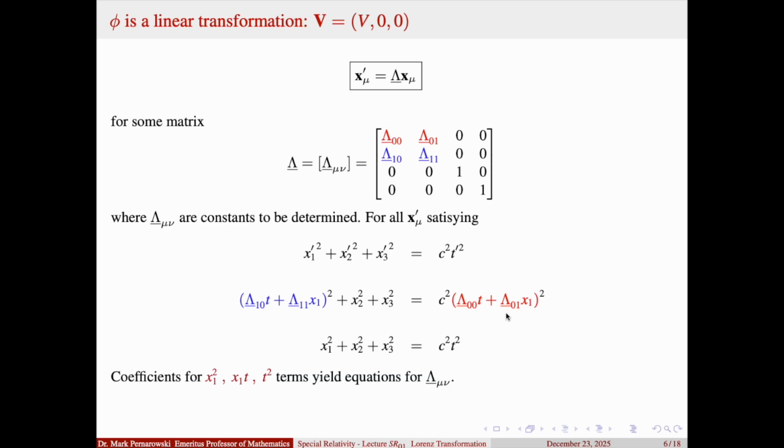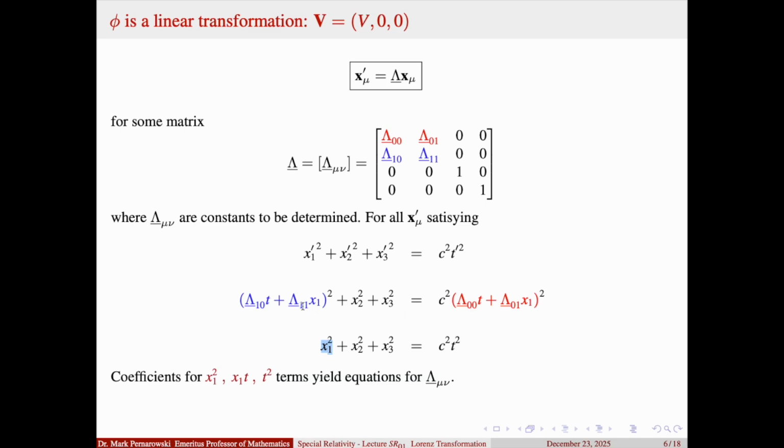But if you take this middle expression and expand it out with algebra, you're going to have x1 squared terms, x1t terms, and t squared terms. And the coefficients of those will all depend on the coefficients of this matrix. If you look at this last expression, in front of the x1 squared term there's a 1. So I've got to find all of the ways that I can get x1 terms out of this expression.